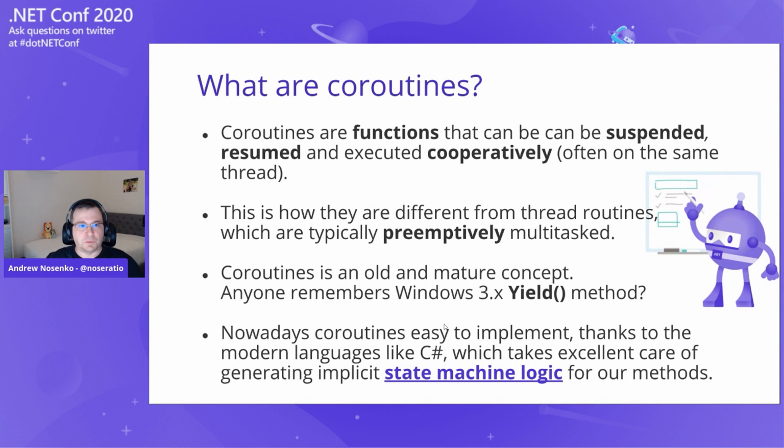What are coroutines? Coroutines are functions that can be suspended, resumed, and executed cooperatively, and often on the same thread. At least that's what Wikipedia says. And this is how they are different from threads, which are typically preemptively multitasked. Coroutines are nothing new. They are an old and mature concept. I'm myself old enough to remember Windows 3 with its yield method. We used to call it when we needed to organize cooperative multitasking between all those apps. They were executed on a single thread. Luckily, nowadays coroutines are easy to implement thanks to the modern language support that C# has, which takes excellent care of generating implicit state machine logic for our coroutine methods.